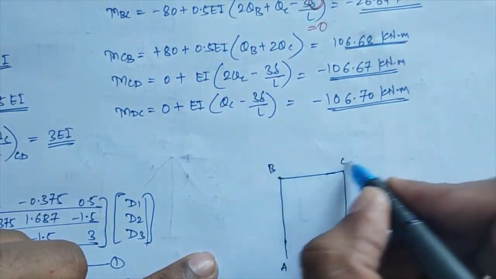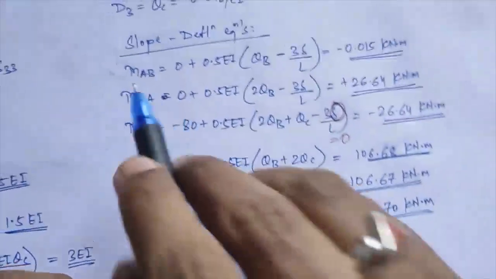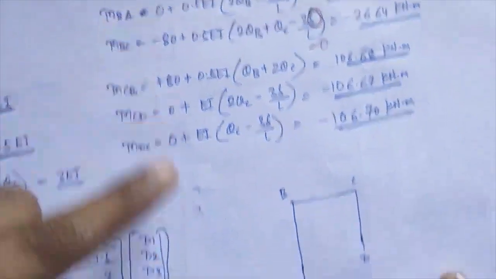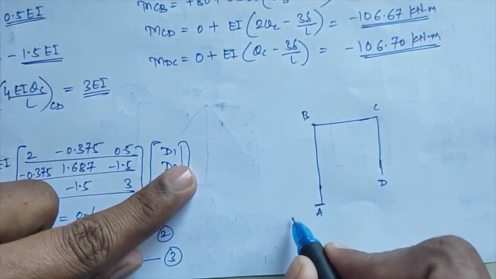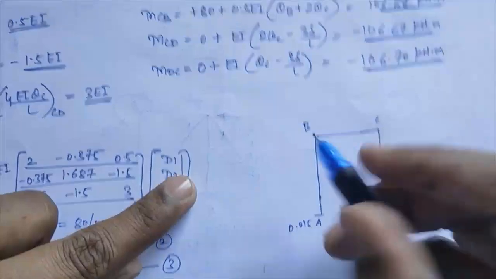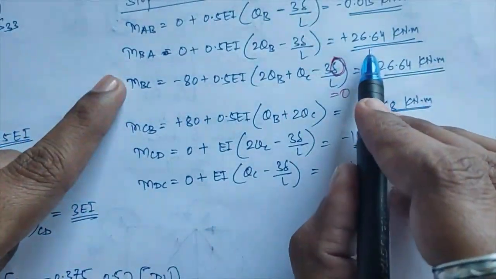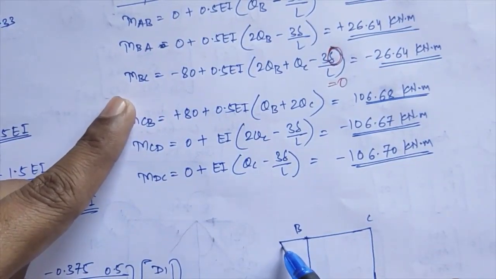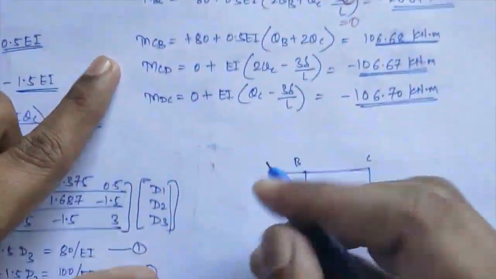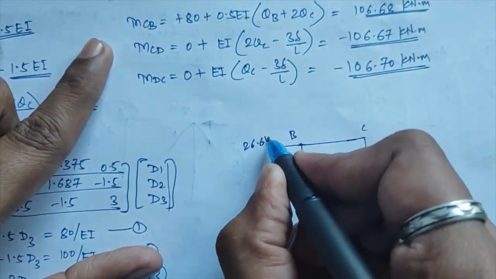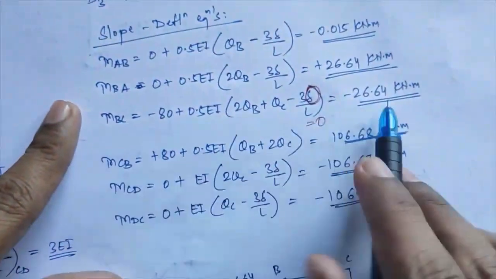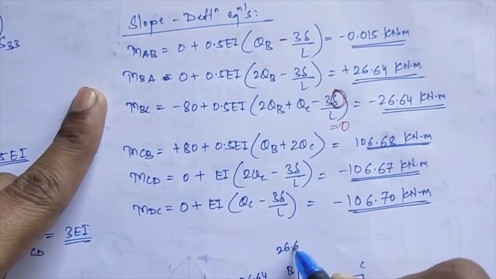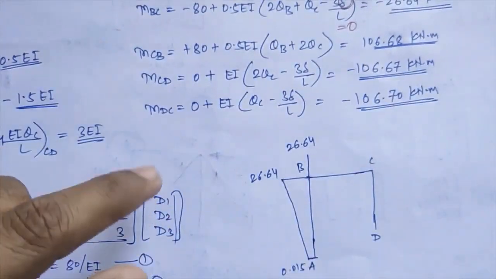Joints A, B, C and D here. Okay, at A I am having this moment as almost 0, but I will show some small value over here, that is 0.015. At B I am getting 26.64 positive, so plus, that will be on the outward side. So join these two by a straight line, 26.64 over there. Next for MBC, I am getting minus 26.64, that will be on the upward side.